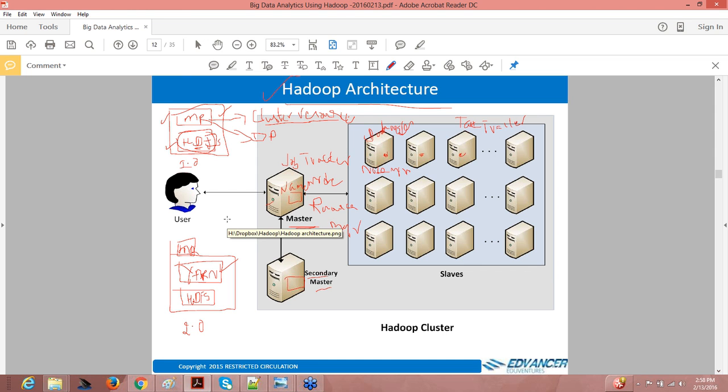In any distributed application that follows master-slave architecture, there will be many slaves, many workers in the system, and there will be one master. Similarly, in Hadoop, there will be one master for HDFS, that is name node, one master for MapReduce, that is job tracker, and one master for YARN, that is resource manager. So Hadoop follows a master-slave architecture.